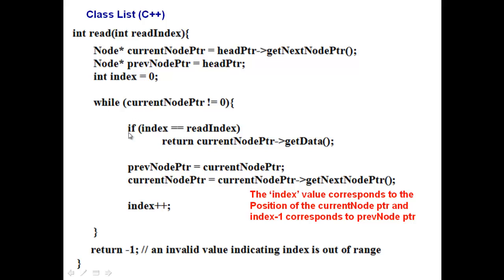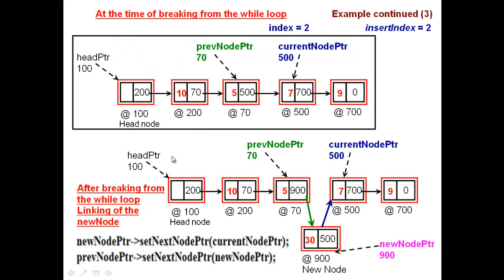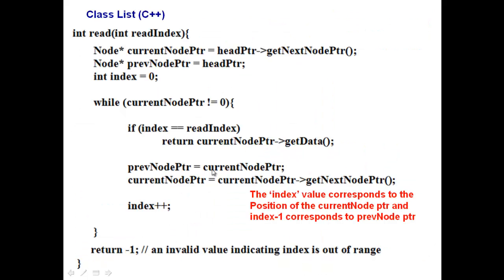Now by mistake, the user may pass a read index that is an invalid value. For example, this list has 5 elements, so the valid values for read index will be 0 through 4. If the user by mistake passes 7 or some number like 11 or 20 as a read index, then you don't have that many elements in the list, right? So what will happen in that case?